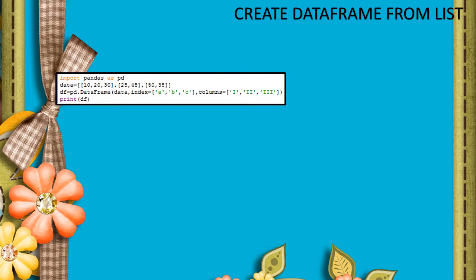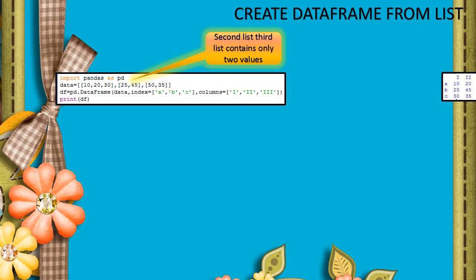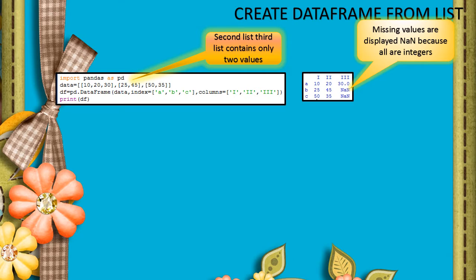And next, in the nested list, the first sublist has three values, and the second and third sublists have two values only. So the missing value is displayed as NaN, not a number, in the data frame object. Column titles are Roman letters or numbers 1, 2, 3, and row labels are alphabets A to C.